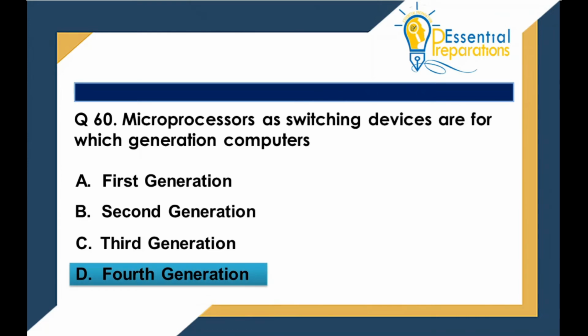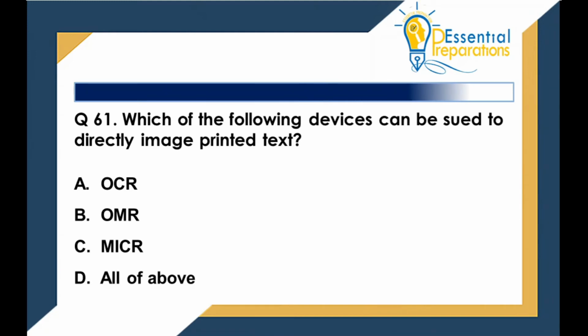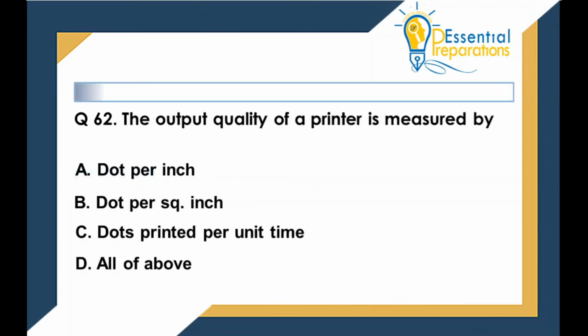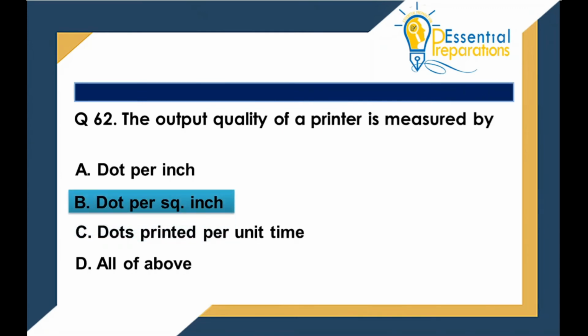D. Fourth generation. Which of the following devices can be used to directly image printed text? A. OCR. The output quality of a printer is measured by B. Dot per square inch.